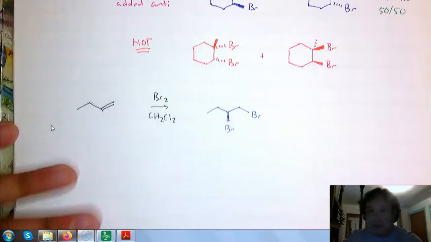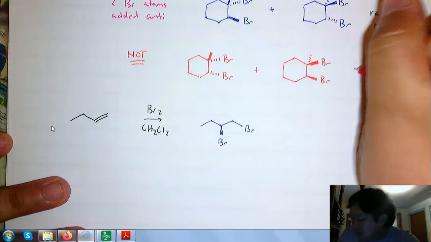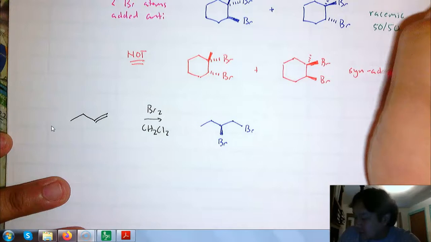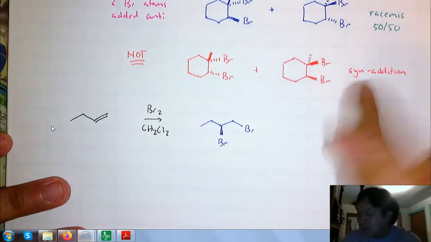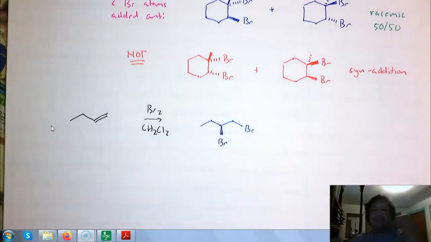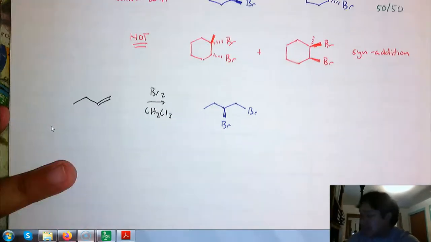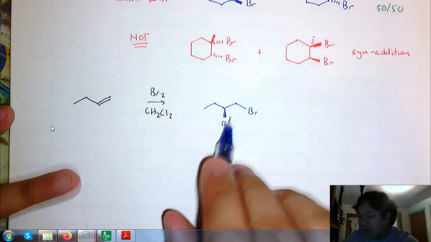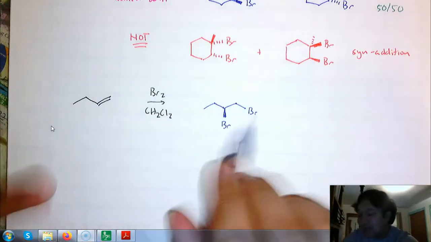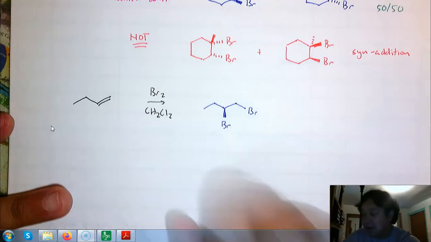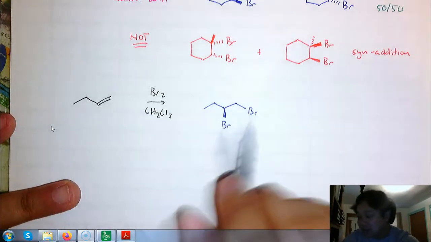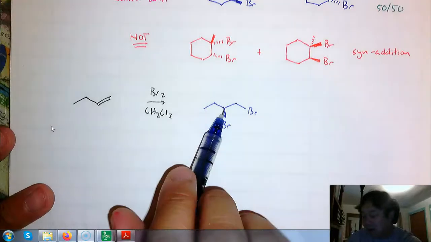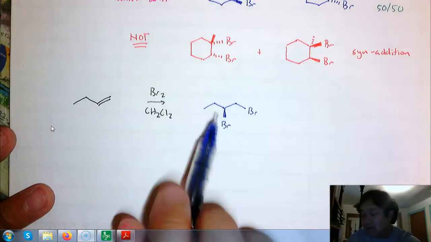So honestly, I don't know just from the products whether these added anti or on the same side. By the way, I know I'm going to say this term over and over again. This is called syn addition, when the two atoms add on the same side. So you have anti-addition, they have syn addition. I can't really tell because the second carbon here, this carbon is not chiral. I don't know how these bromines added. There's no relative orientation between these two. But I do know that this carbon is chiral and the bromine can add from the front or the back.